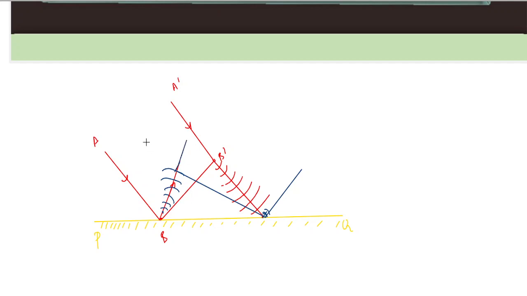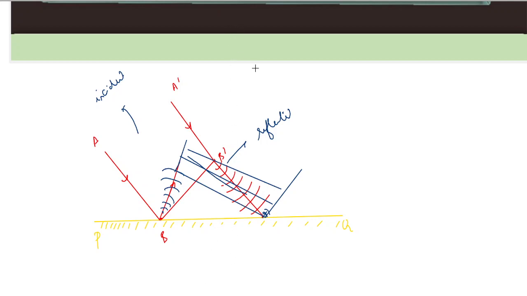So this part here is the incident wavefront, and this part here, the common tangent drawn here, would be the reflected wavefront. The incident wavefront is plane, and the reflected wavefront is also plane. This is what we get when we draw the common tangents.